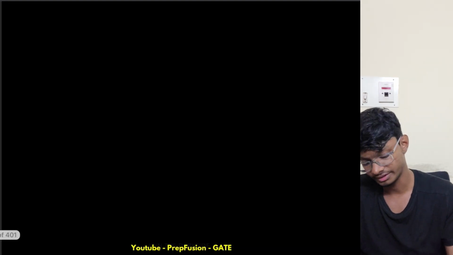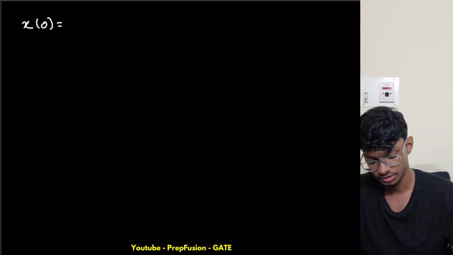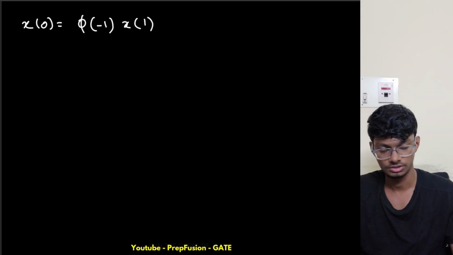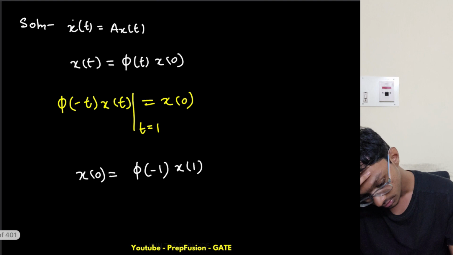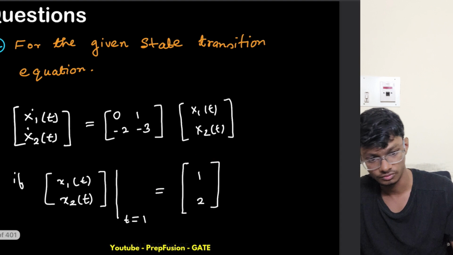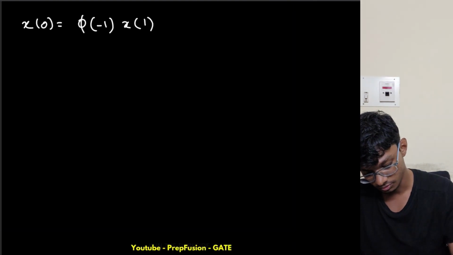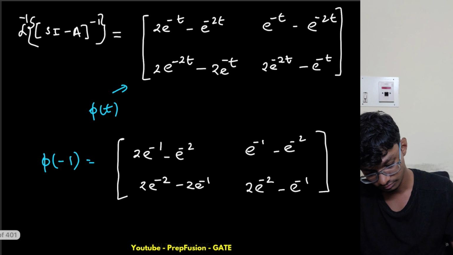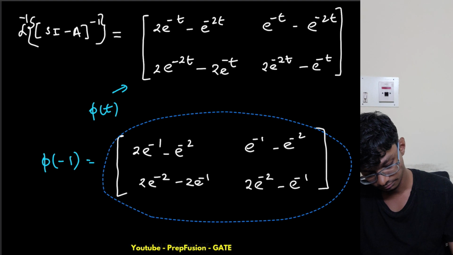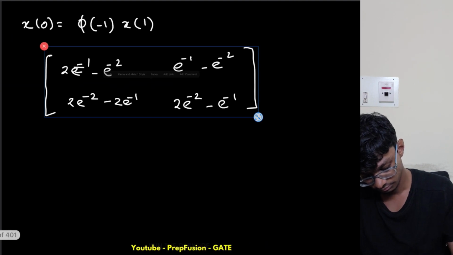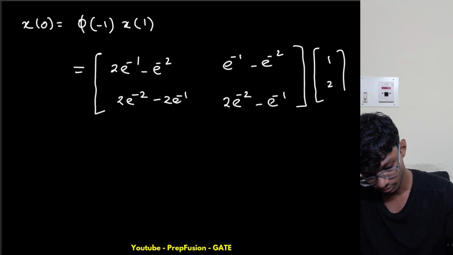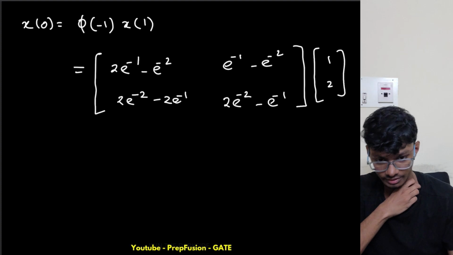Now what do I have to find? I have to find x of 0. So what was my x of 0? It was simply phi of minus 1 times x of 1, right? So what was my x of 1? X of t equals to 1 comma 2, so 1 2, right? Let me copy this. You solve this, you get your desired answer, right?